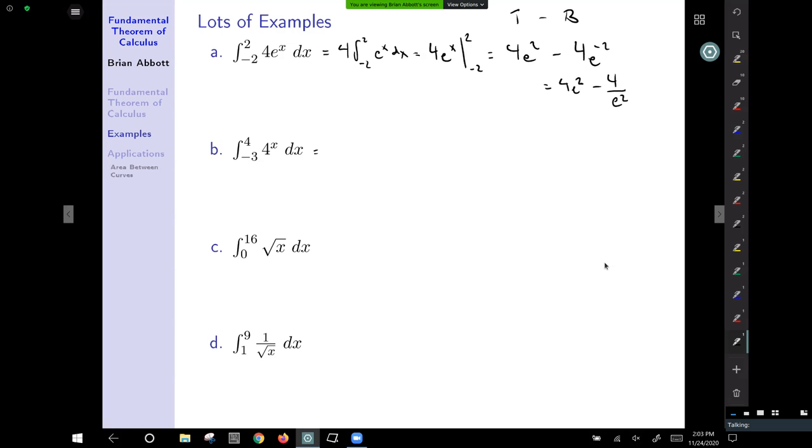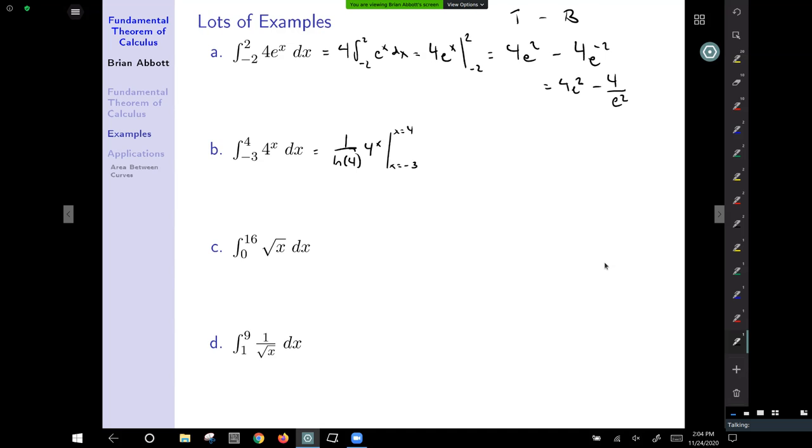Okay, so let's do an exponential one. What has derivative 4 to the x power? Well, 4 to the x power would have derivative ln of 4 times 4 to the x, so we have to counteract that ln of 4, so we'll take 1 over ln of 4. That'll deal with that part. There's our antiderivative, and we're going to evaluate that from x equals 4 to x equals negative 3.